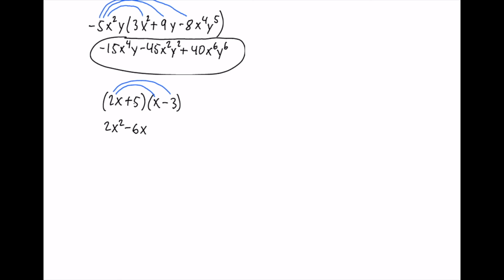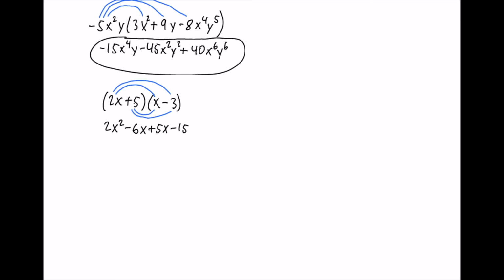Then 2x, we've done everything with the 2x, so now we want to multiply the last term by each of these. So 5 times x, which will give us a positive 5x. And then second term times the second term. 5 times negative 3 is a negative 15.